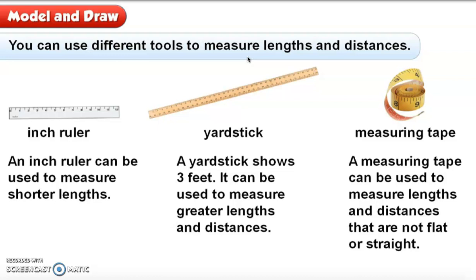Okay, and then the last one is measuring tape. Measuring tape can be used to measure lengths and distances that are not flat or straight. A good example they gave in the last video was a basketball, or any kind of ball really. You can use a measuring tape with it because balls are not flat, right? They're round. Measuring tape is more flexible, and you can bend it and change its shape, so you can measure certain objects that aren't flat or straight. Okay, so those are the 3 tools that you can use.